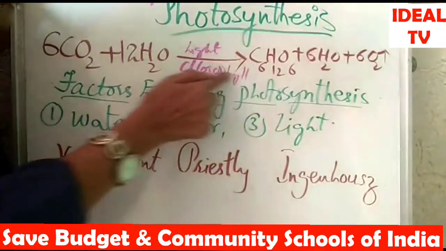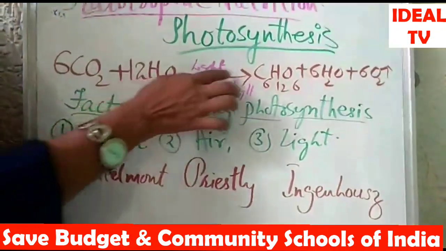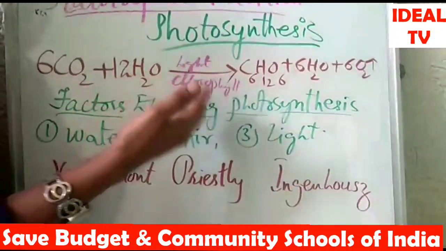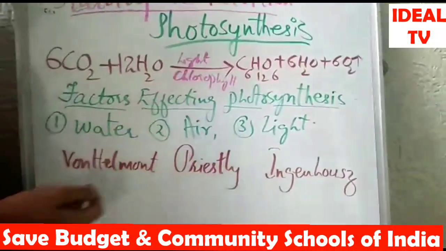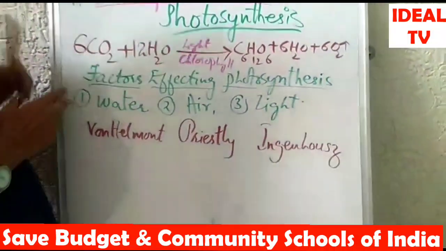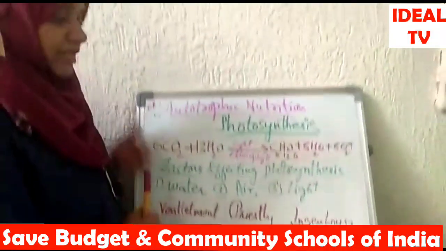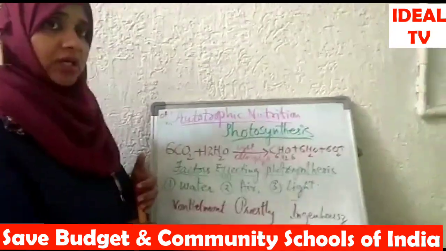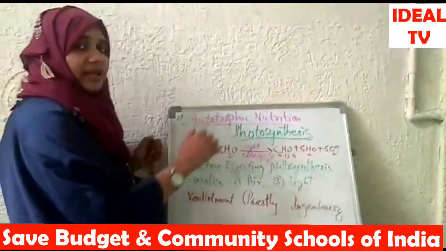So now let us see whether these factors like light, water, carbon dioxide, make an effect on photosynthesis or not. For understanding whether factors like carbon dioxide, water and sunlight affect the process of photosynthesis or not, we will be studying their effects.